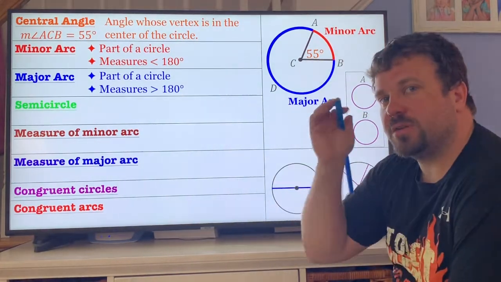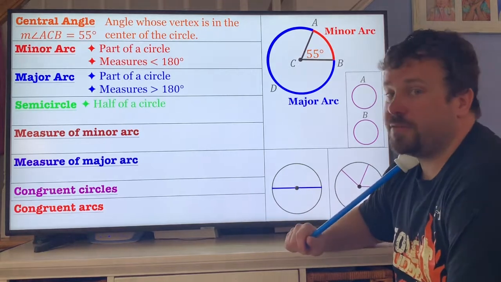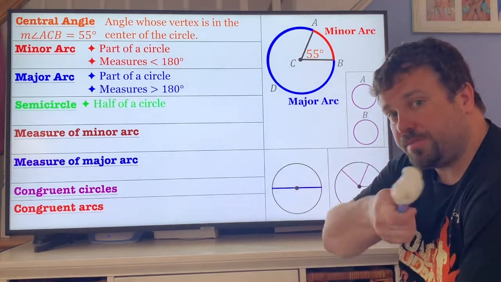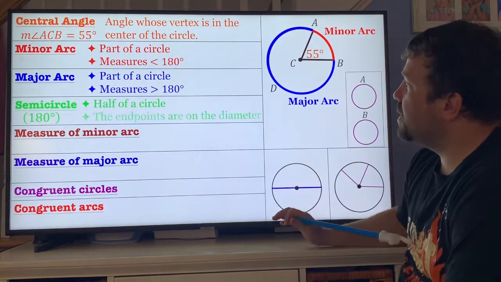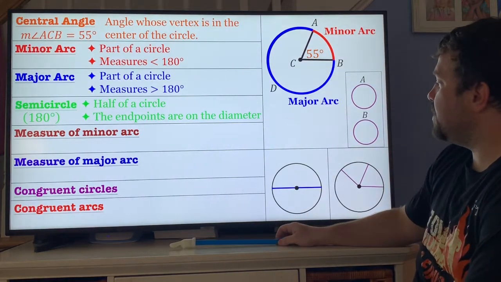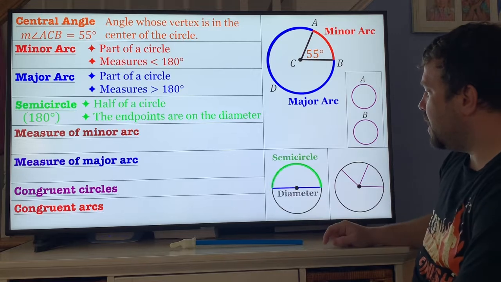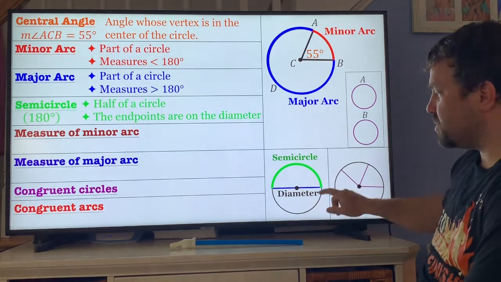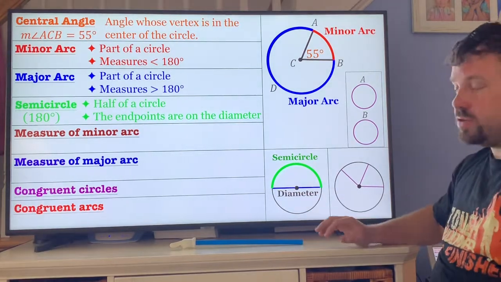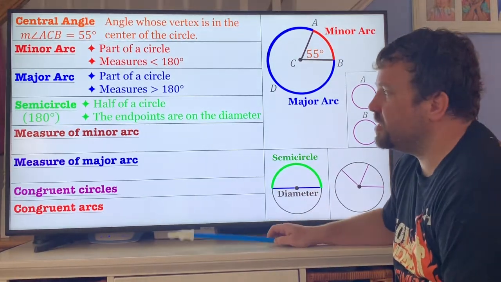Semicircle, what do you think a semicircle is? All right, you should have got half a circle, and that's how many degrees? 180 degrees, all right? So the endpoints are actually the diameter. So right here you have a diameter. Both endpoints of the diameter create two semicircles. They're both the same and they both have 180 degrees because a straight line is 180 degrees.